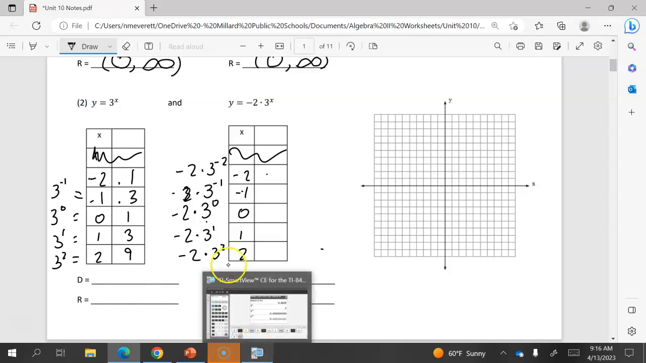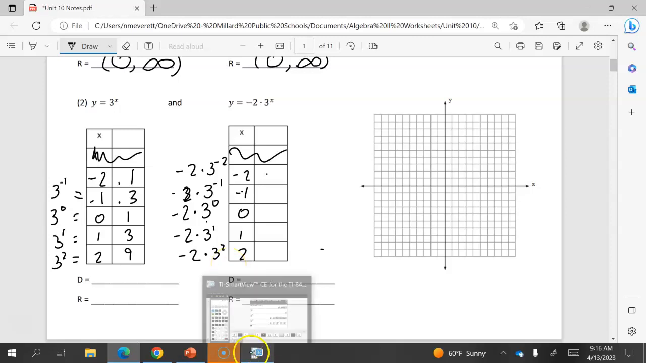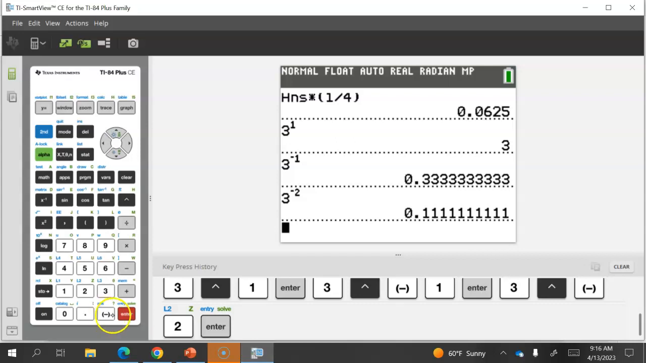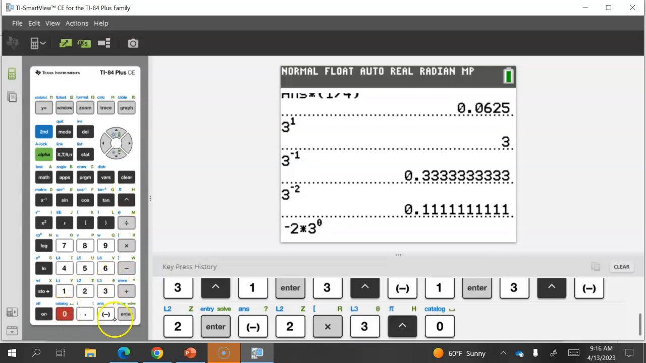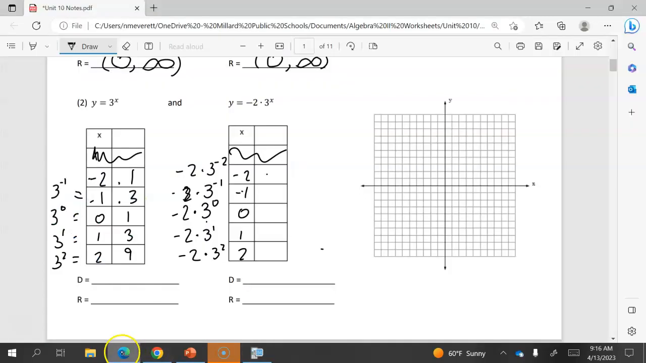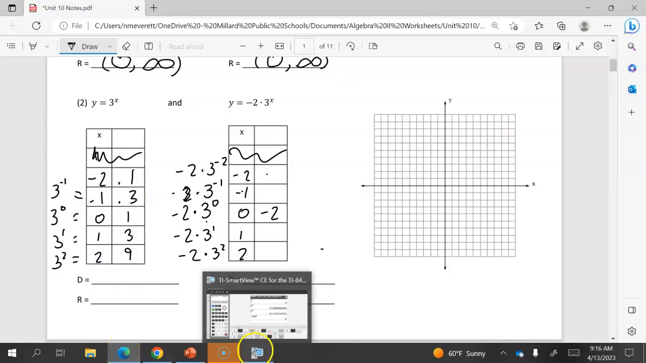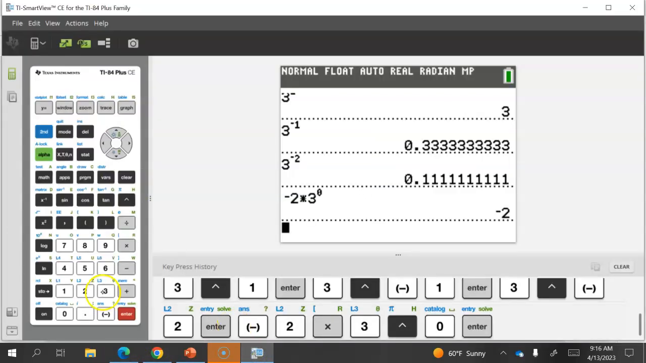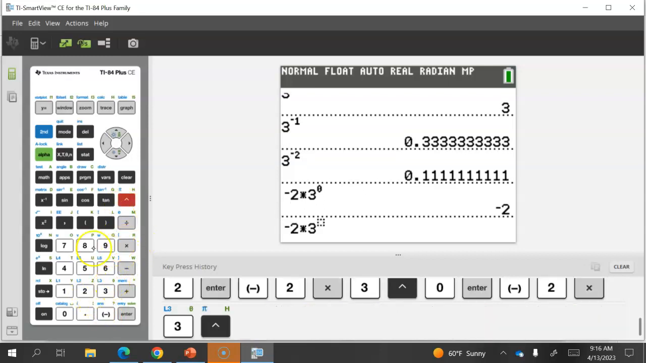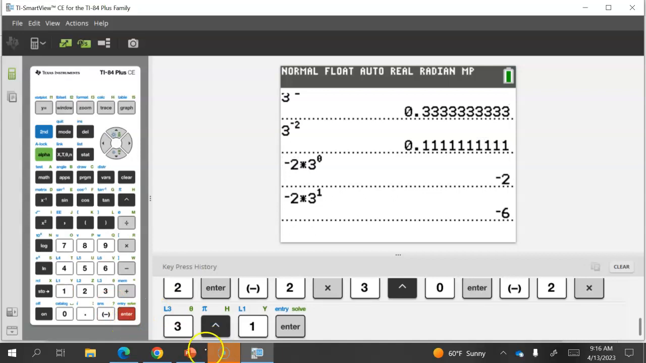So what I'm going to do here is negative 2 times 3 to the 0. So let's type this in here. Negative 2 times 3, raise that to 0. You get negative 2. Go back here. Negative 2 times 3, raise 1. You get negative 6.